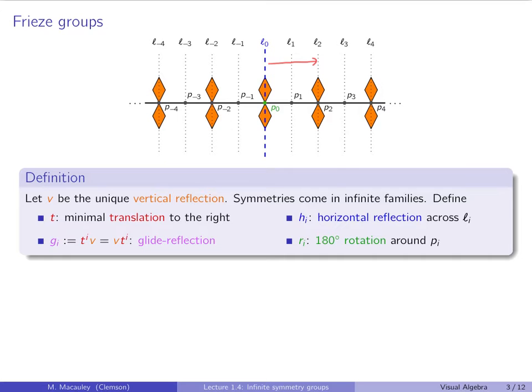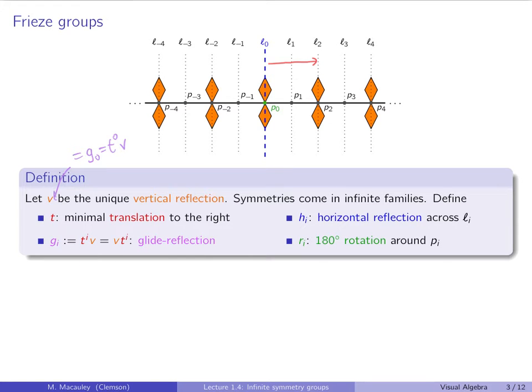The next infinite family are the glide reflections. Let's call G_i the symmetry which is T to the i and then V. Now these commute, so we can do V first or second, it doesn't matter. So you translate by some amount by i steps and then you vertically reflect. Notice that V is actually equal to G to the 0. So this is, you don't translate and then you vertically reflect. So that's part of this infinite family.